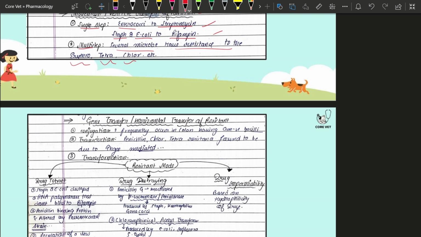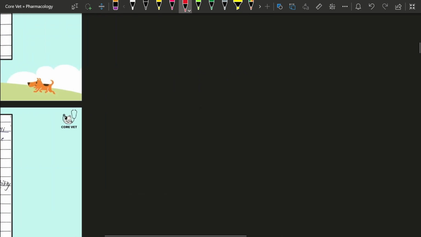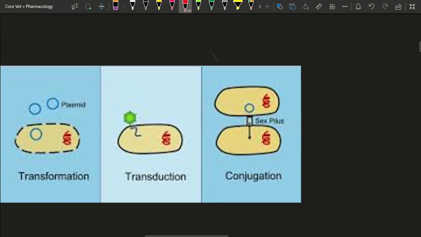Now coming on to gene transfer. In acquired resistance there were two types. The first one was mutation. The second is gene transfer, which is the horizontal transfer of resistance. Mutation was the vertical transfer. Gene transfer is the horizontal transfer. There are three types of gene transfer, which you have studied in microbiology: conjugation, transduction, and transformation.